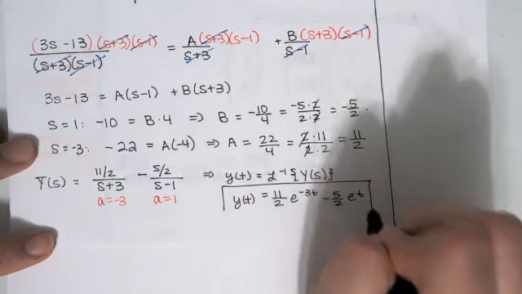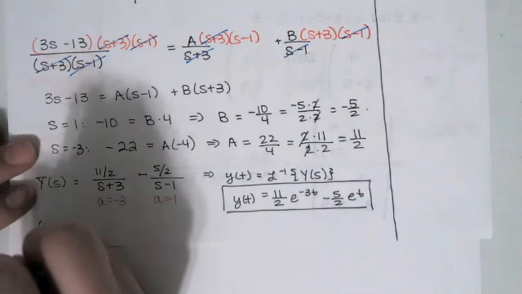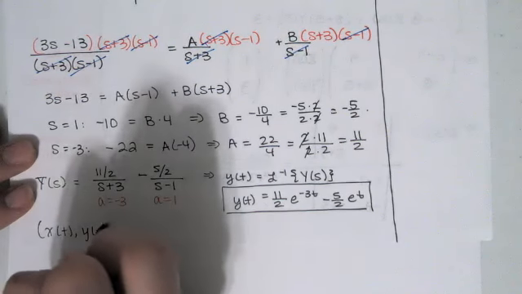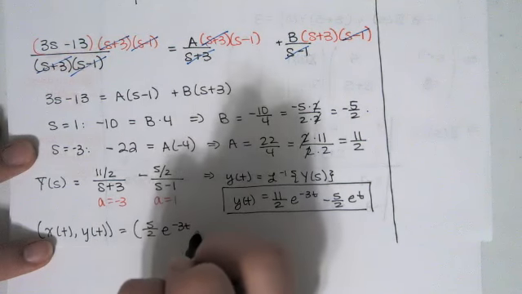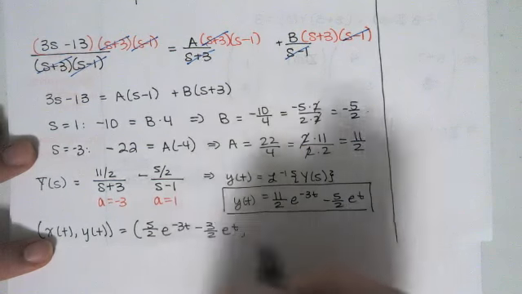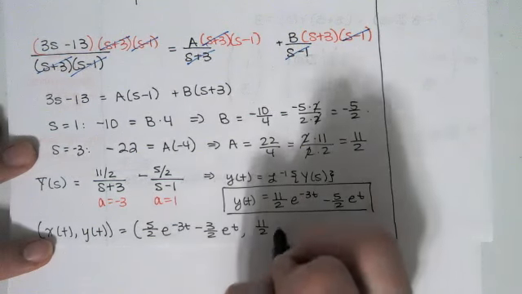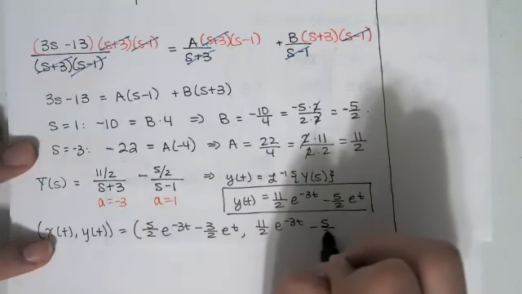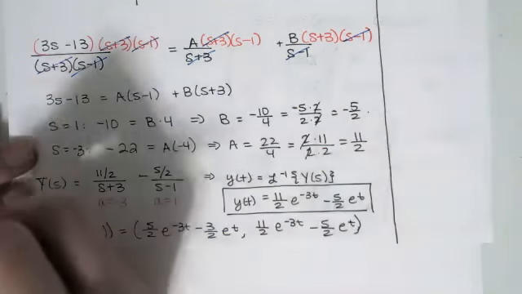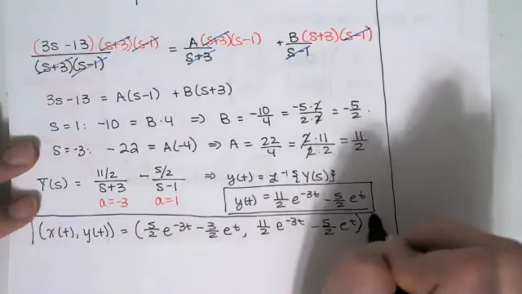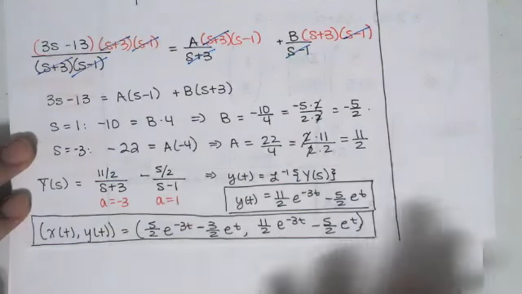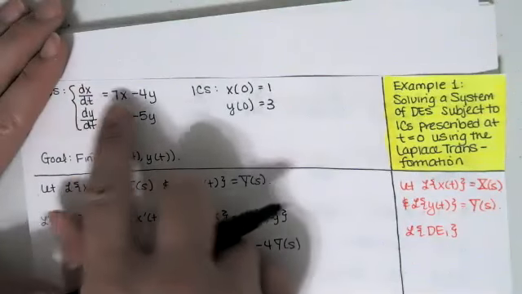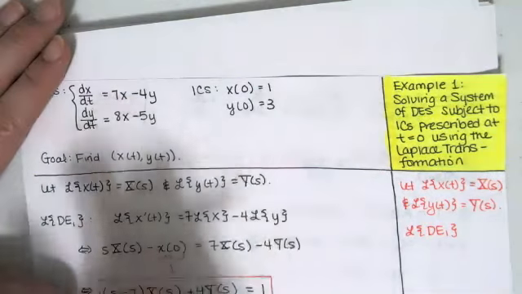And the solution to our system of equations is x of t, y of t, where x of t is 5 over 2 e to the negative 3t minus 3 over 2 e to the t, and y is 11 over 2 e to the negative 3t minus 5 over 2 e to the t. I'm not going to check it in this video, but you could check it if you wanted to. You could take the derivative of each of these equations and substitute x and y into the left-hand side of the differential equations. And hopefully the derivative of x of t is equal to this, and the derivative of y of t is equal to this.